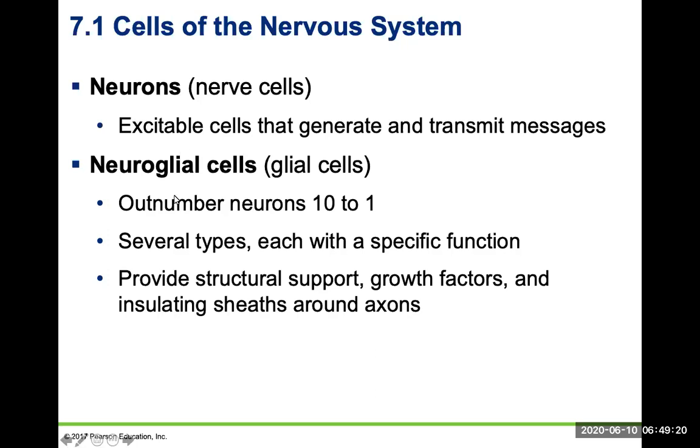And neuroglial cells, also sometimes we just call them glial cells, actually outnumber neurons 10 to 1, and there's several types, each with a specific function, and they provide support, growth factors, and insulating sheaths around the axons of neurons.